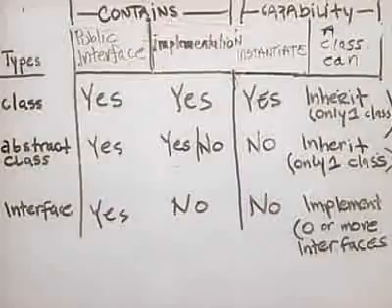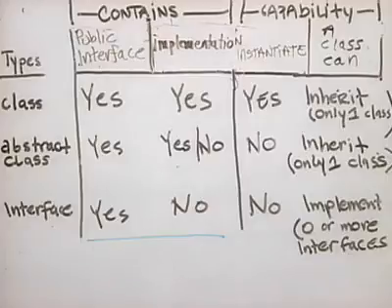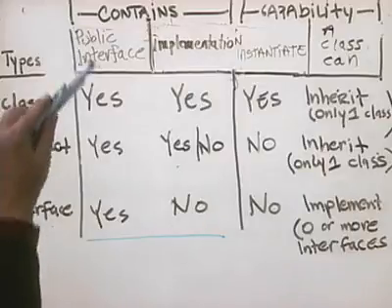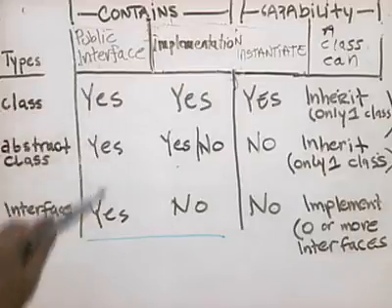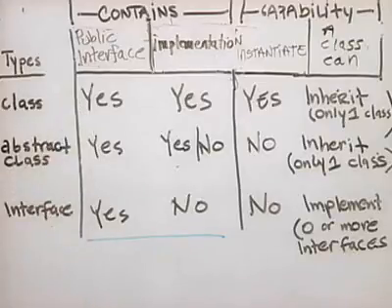Let's take a look at the differences between the three types. In this table, you can see in these first two columns, this is what the type is made up of. Does it contain a public interface? Meaning, does it contain a list of properties, methods, and events? And that's yes for all three types, of course.